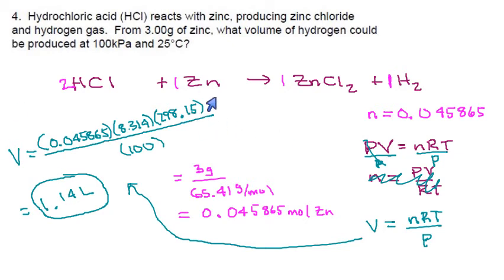So again, they gave us enough information to find moles of zinc. From moles of zinc, you can jump to moles of anything else. In this case, we needed hydrogen. And once you get the number of moles of hydrogen, then you can finish the problem up. That's the general pattern when you're doing stoichiometry.